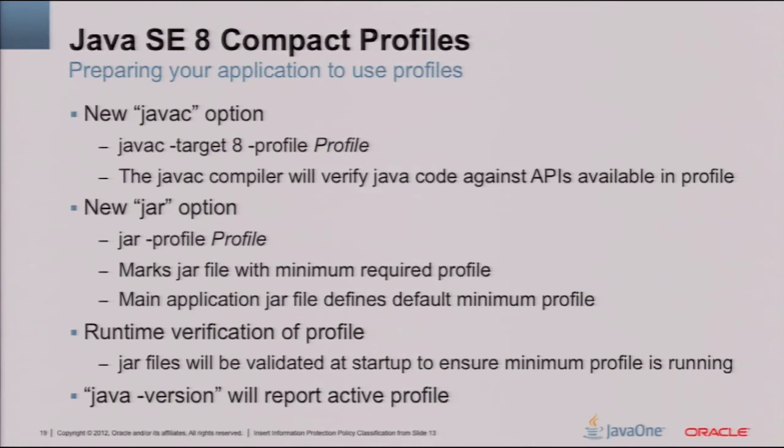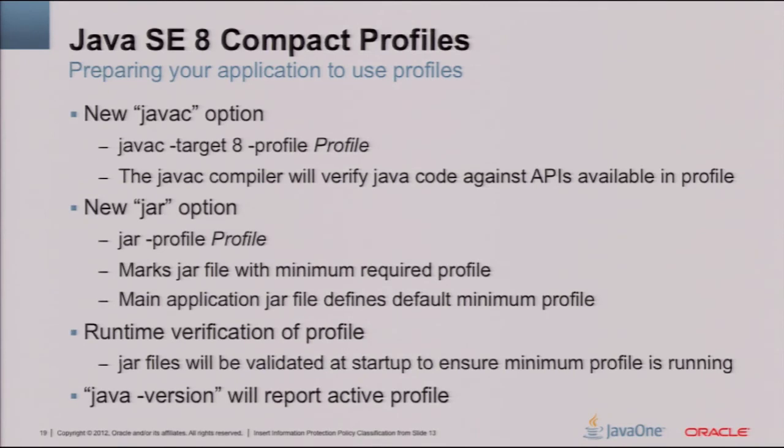We're going to add a new jar option, which will allow you to specify which profile you intend your jar to run on. It will mark the jar file in the manifest with the minimum required profile. We're only going to do this for the main application jar, since some developers may bring in third-party jar files and they don't necessarily know what profile those might run on.